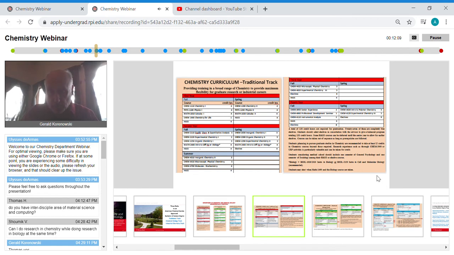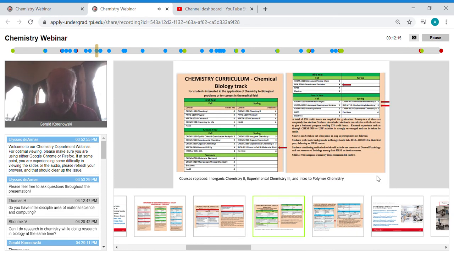So here's the curriculum for the traditional track. Here's the one for the chemical biology track. You can see we've replaced selected courses with biochemistry or biological courses. One that would probably make you more prepared if you're heading towards medical school or future degrees in biochemistry or medicinal chemistry or anything having to do with a more biological orientation.